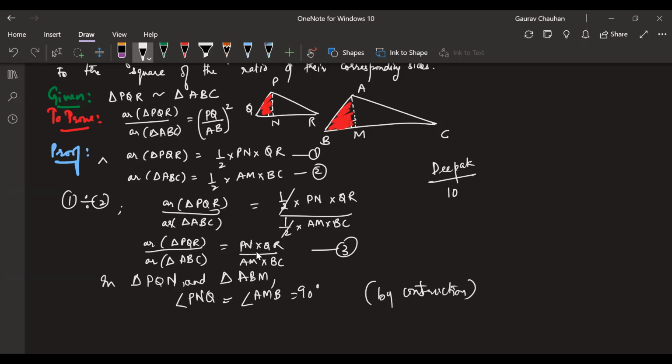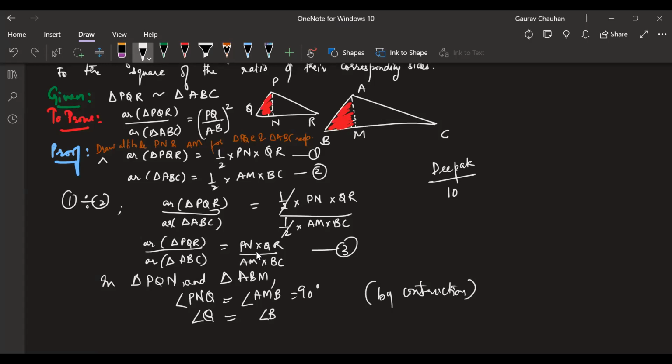Let's write here before this. Like here you should have written: draw altitudes PN and AM for triangle PQR and triangle ABC respectively. Okay, continue. Sir, from the given we know that triangle PQR is similar to triangle ABC, so we can say angle PQN is equal to angle ABM because corresponding angles of similar triangles are equal.